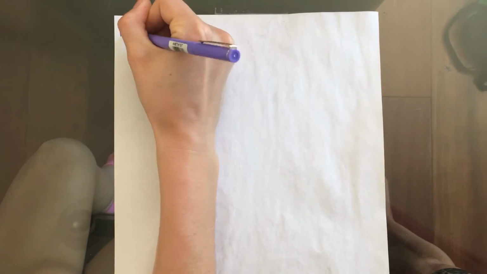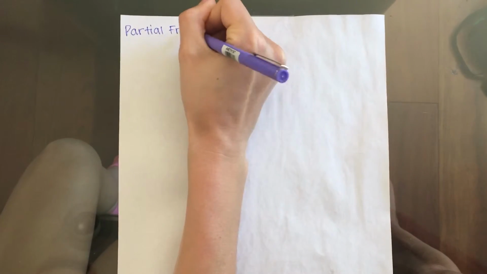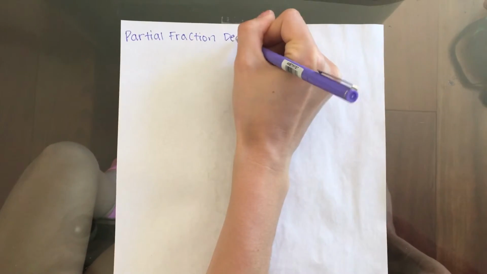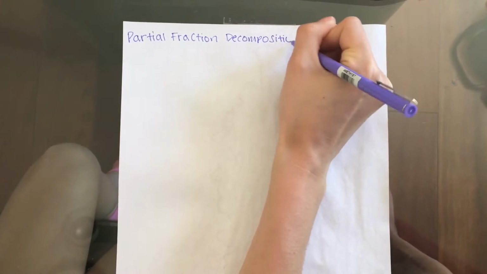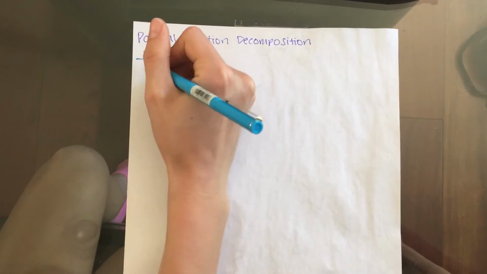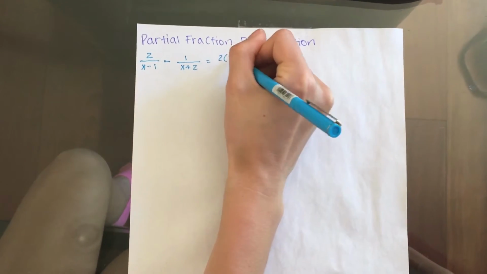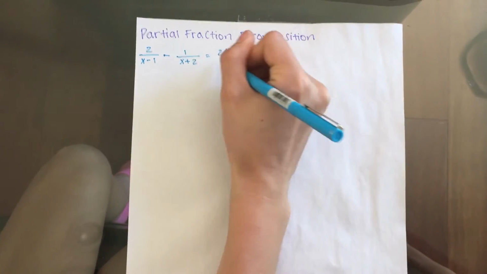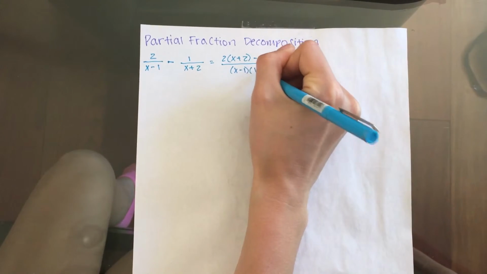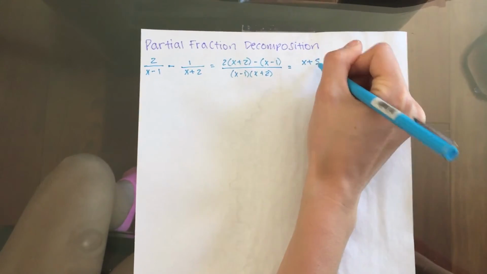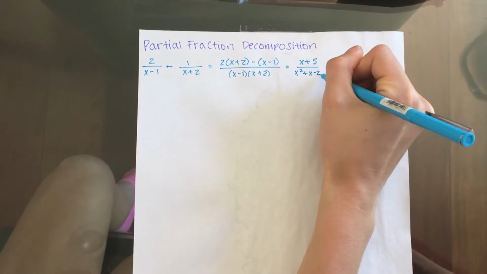Alright, so we are going to be working on partial fraction decomposition as a way to help us integrate functions. Let's go over the basics of partial fraction decomposition. Say we start with two separate fractions and then we get common denominators to make this into one fraction. When we use partial fraction decomposition, we are reversing this process.